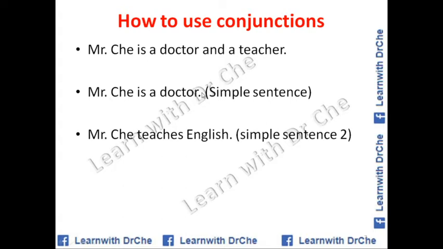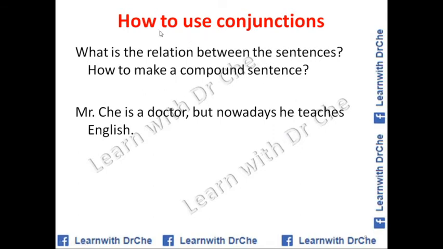Mr. Che is a doctor. This is a simple sentence. And the second sentence is Mr. Che teaches English. This is the second simple sentence. These are two simple sentences, and we can join them with a conjunction to make a compound sentence. What is the relationship? To make them a compound sentence, we need to use a conjunction, and we need to decide what conjunction we will use here.